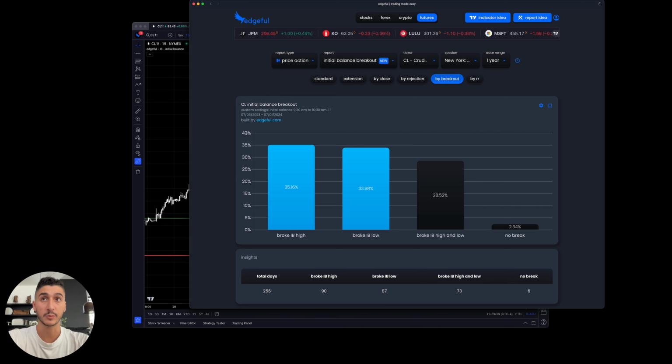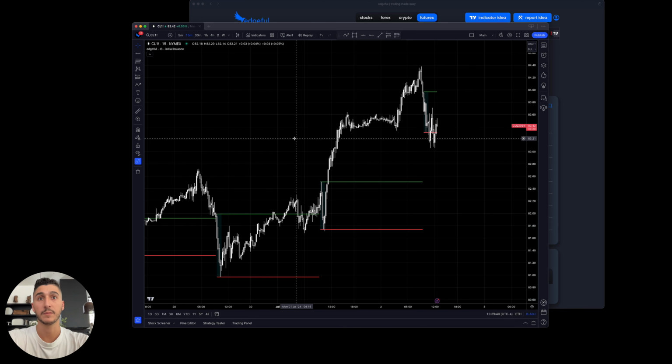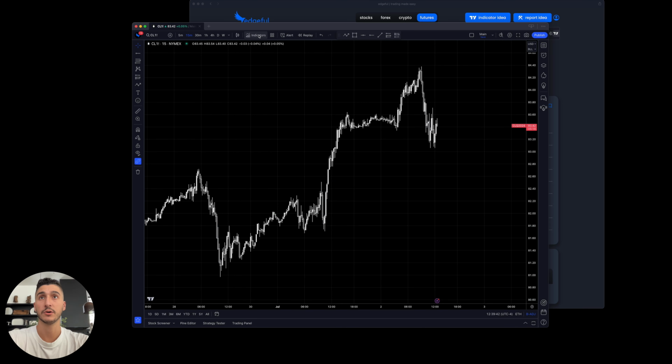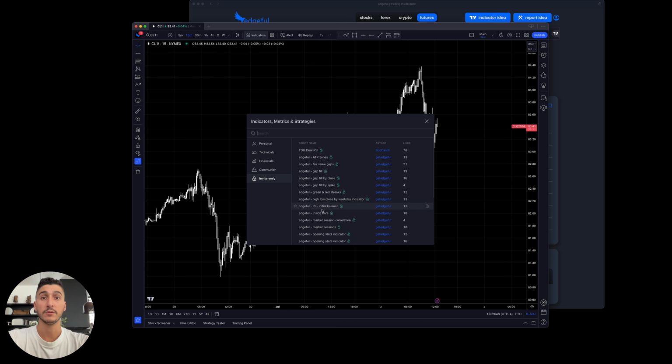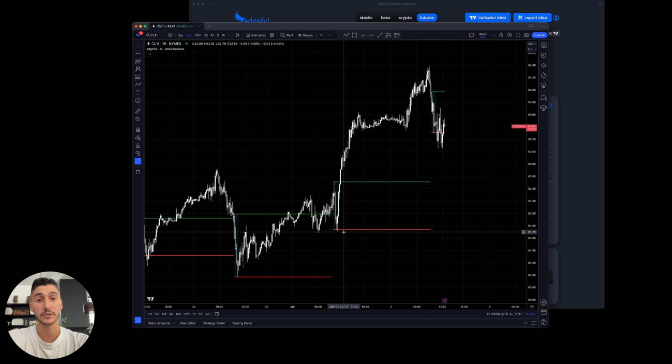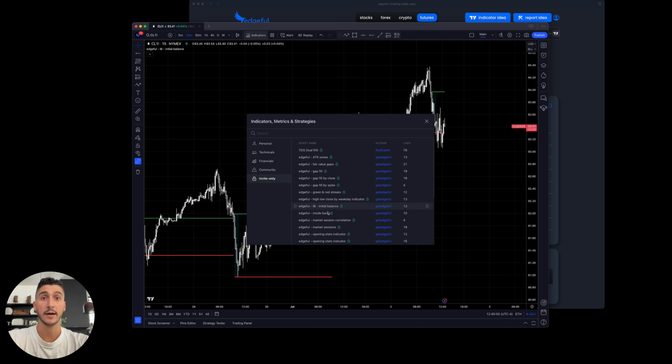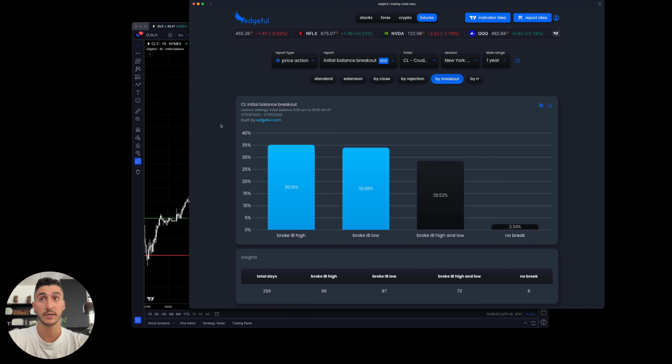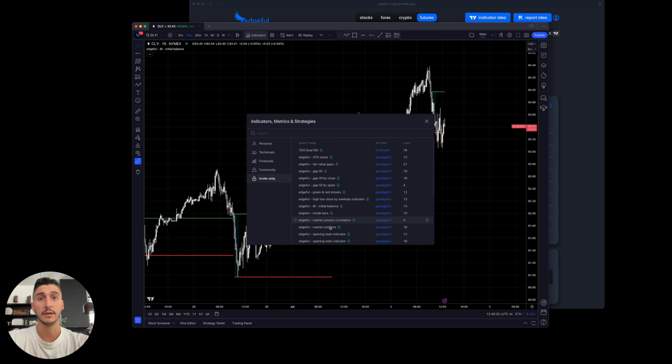So let me start by explaining what is an initial balance. Initial balance is the high and the low of the first hour of trading. So what I'm going to do is put on the edgeful IB initial balance indicator that will automatically plot the high and the low of the first hour, so I don't have to worry about doing it. I'm also going to put on the market sessions indicator.